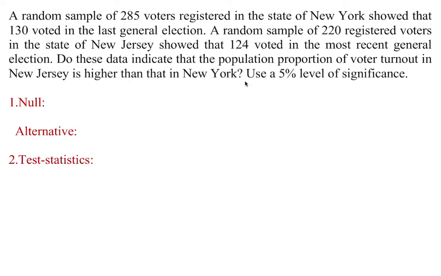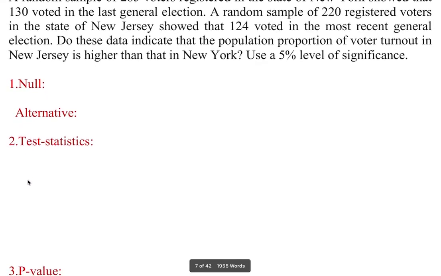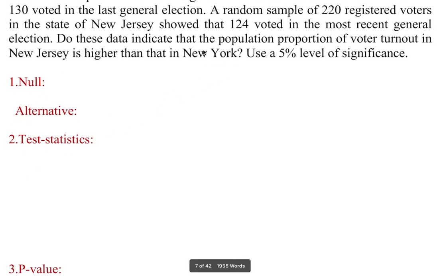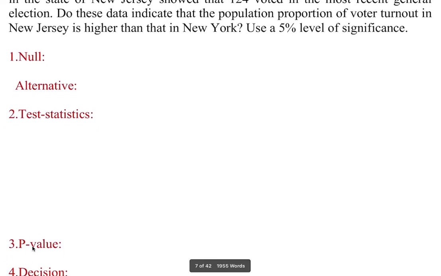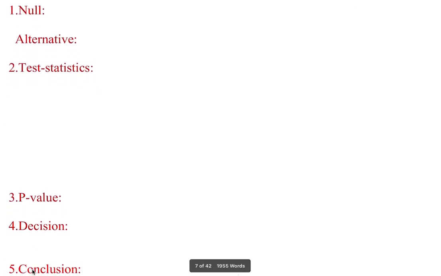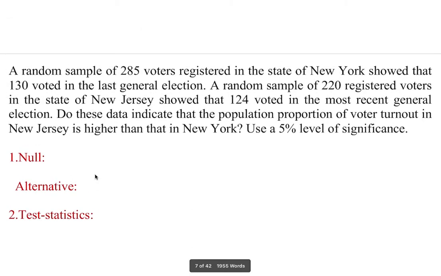Use a 5% significance level. So it seems like we are doing a hypothesis test. The five steps are: one, the null and alternative hypotheses; two, the test statistic, which we're going to use to investigate whether the claim is valid or not; then a p-value approach and decision, and of course the conclusion. All right, let's take a look here.